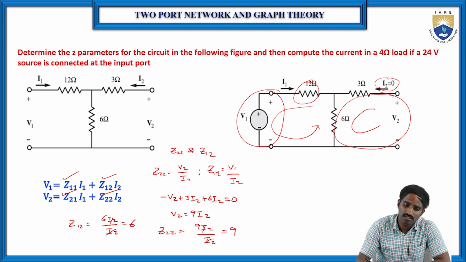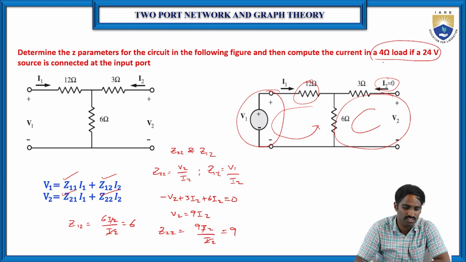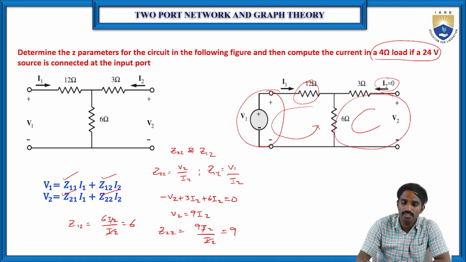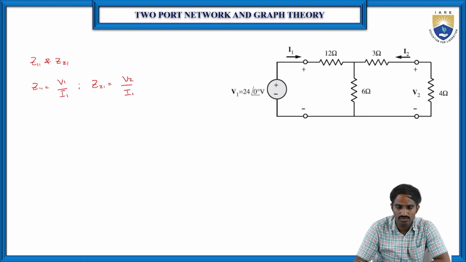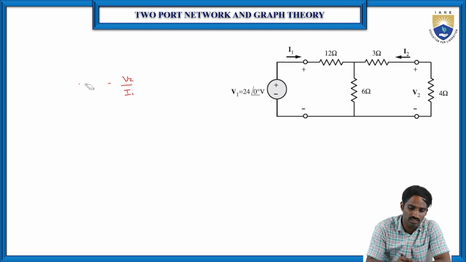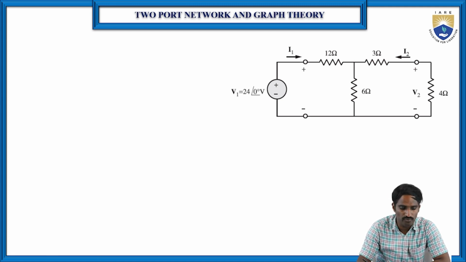Then another one is, suppose the input voltage V1 is equal to 24 volts, then what is the current flowing through this 4 ohms load resistor? So for that, let us consider the load terminals connected to the output side, and the load resistance given in the problem is 4 ohms. Now find the current flowing through I2.